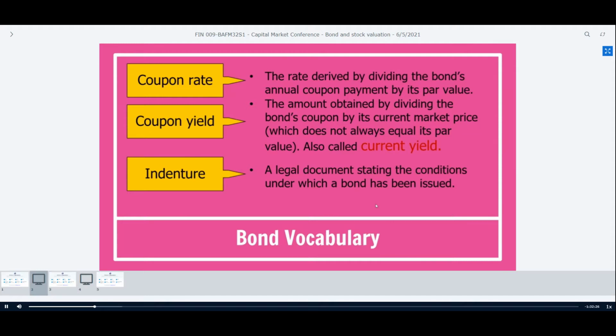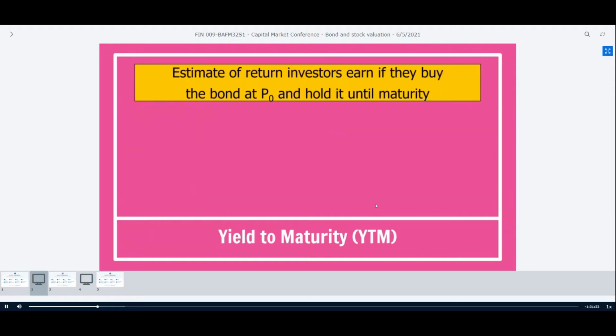remember when I also mentioned that in bonds there's a secondary market where we trade these bonds. No, so in that secondary market, that's where we identify the current market price, and also we have the so-called indenture. So indenture, this is the legal document stating the conditions under which a bond has been issued, or we can also refer to this as the covenants. No, basically this is the agreement.